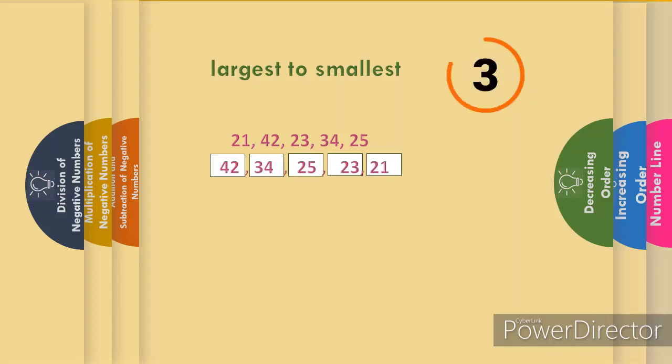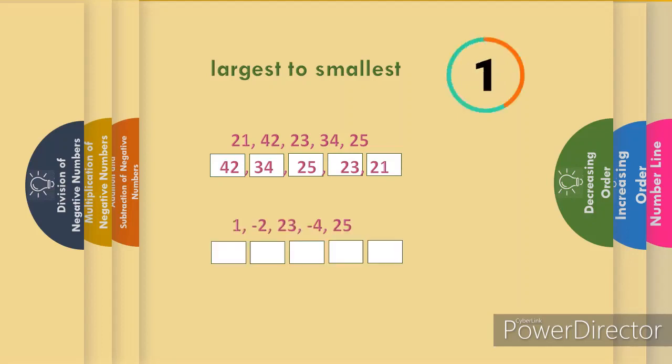Largest to smallest. Next, we have 1, negative 2, 23, negative 4, and 25. The largest number is 25, and the smallest number is negative 4. Therefore, the answer is 25, 23, 1, negative 2, and negative 4. Largest to smallest.